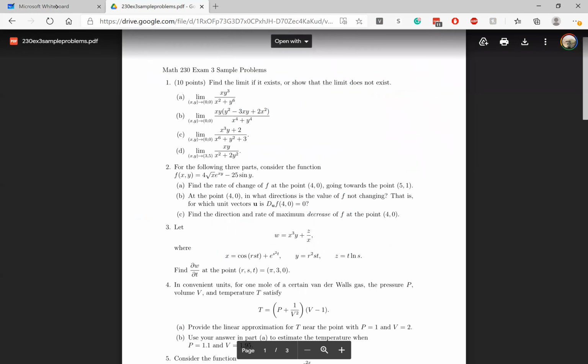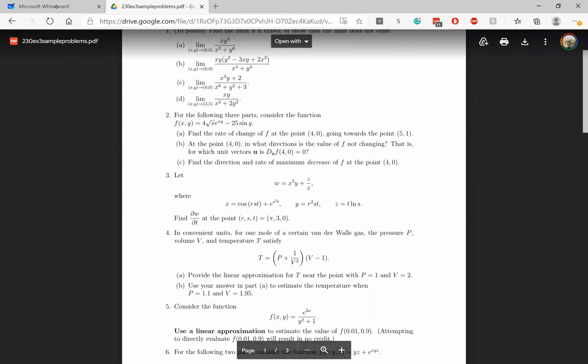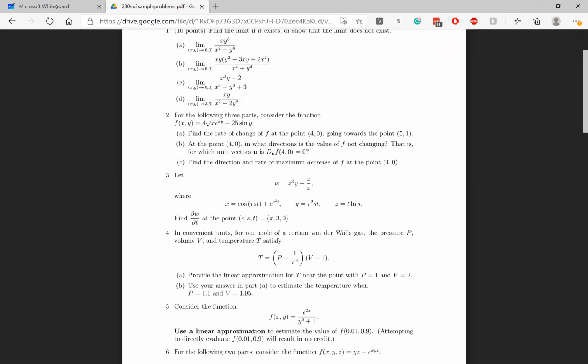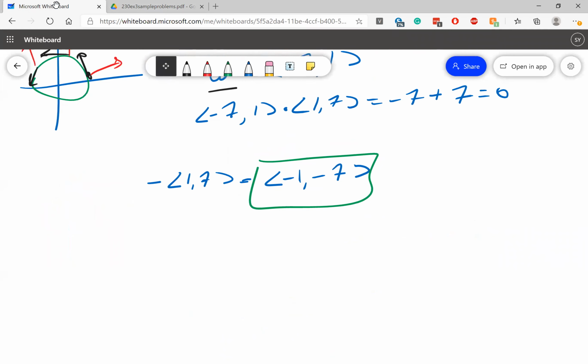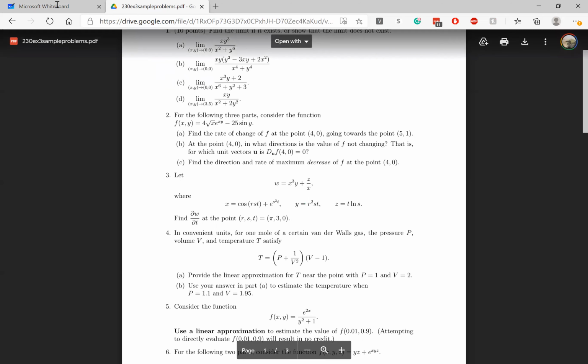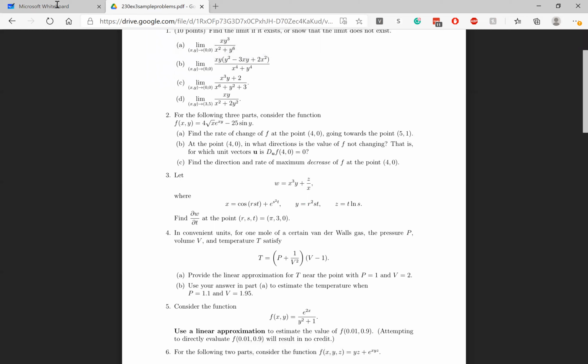Okay, let's move on to the next problem. So for the next problem, they say let w equal that. Find the partial of w with respect to t. And actually, I think that this exam comes from class 230, and for that we would use the chain rule, and we are going to learn about the chain rule. So I don't think a problem like this will show up, but just in case it does, we can solve it using what we know, by plugging x, y, and z in, and then taking the partial of w with respect to t, the way we know how to do.